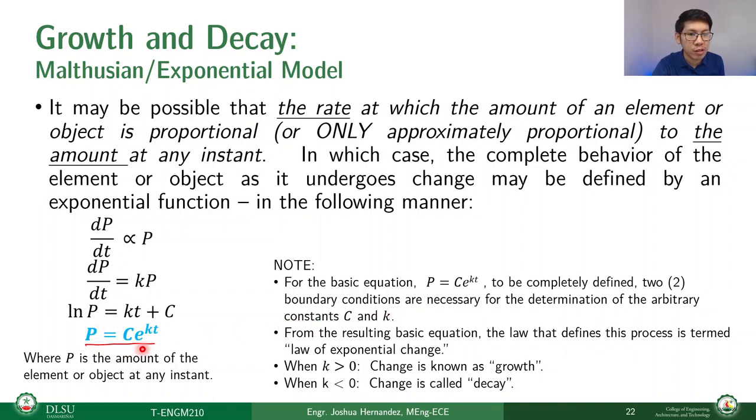So, maaari lang natin masolve ang DE na to kapag ka-identify natin yung dalawa nating constants, which is C and which is K, arbitrary constants. Now, from the resulting basic equation, the law that defines this process is termed as law of exponential change. Kaya siya naging exponential model because of the function of E here na na-derive nga natin kanina kung saan ang galing. Okay? Kaya siya tinawag na law of exponential change. Now, when K, in this case, yung ating exponential model, is greater than zero, the change is known as growth. But when K is negative or less than zero, the change is called decay. Okay? So, makikita na kaagad natin dito sa value ng K natin, if it is growing or if it is decaying.